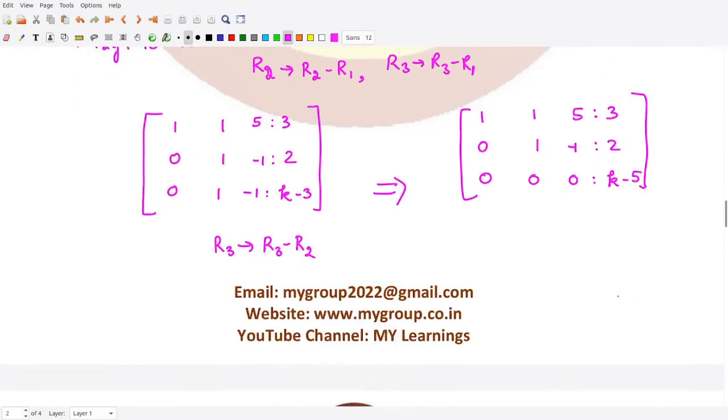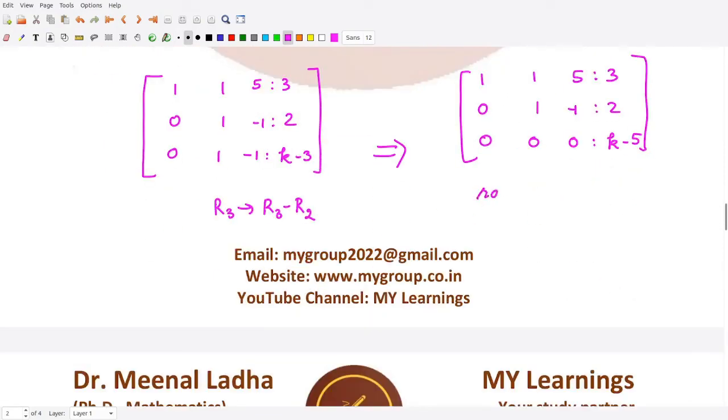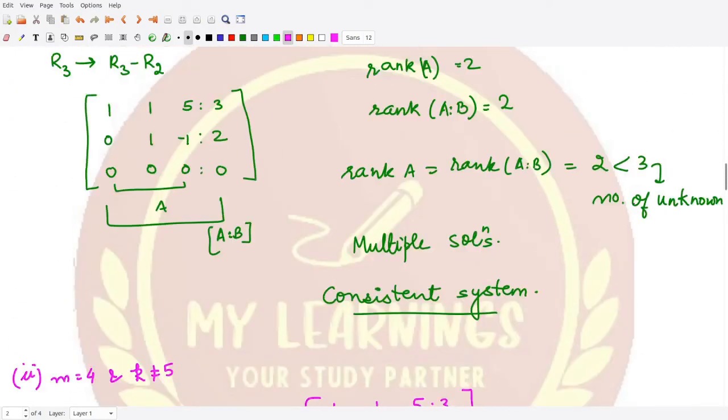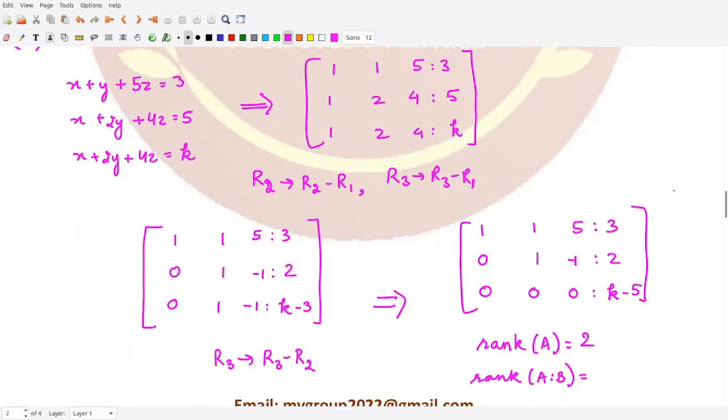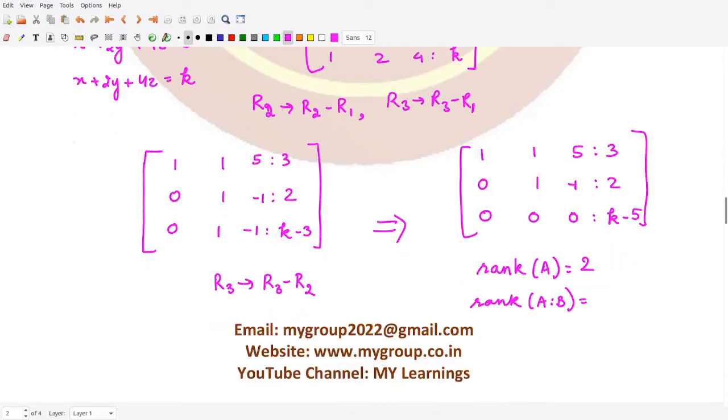In this case, what is the rank of matrix A? For matrix A we look at this much portion only. We have 2 non-zero rows, so the rank is clearly 2. What is the rank of A augmented B? The rank of A augmented B now depends on k. And what is the condition here? k cannot be 5. If k is not equal to 5, that means k minus 5 cannot be 0. If that is so, this element cannot be 0.